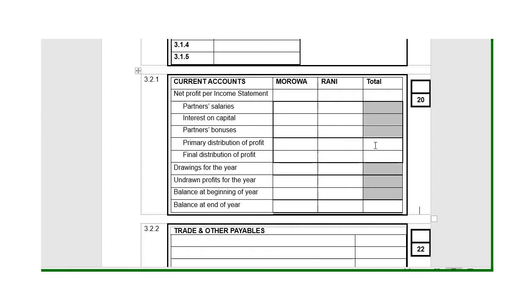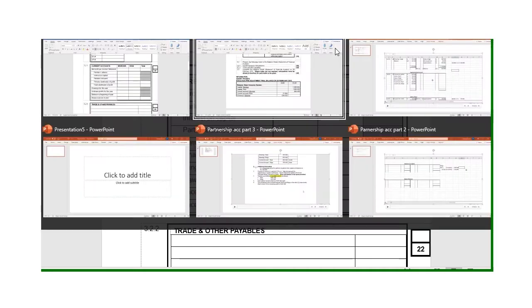We're going to look at how much that primary distribution is and how much of the profit is left to distribute, and we will do the final distribution of the leftover profit. Deduct from that the total that each partner has, whatever they took out, and that will give me whatever is left over for the year. Add that to the opening balance to get to the closing balance. But so let's go and look for the information, then we can put it in wherever it fits.